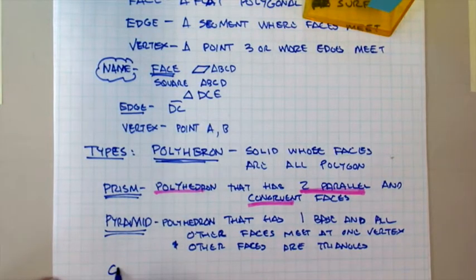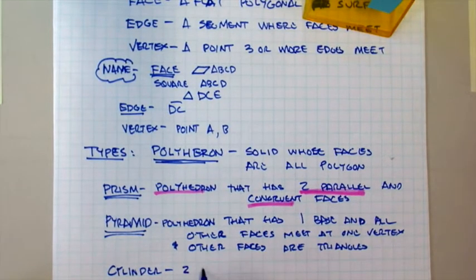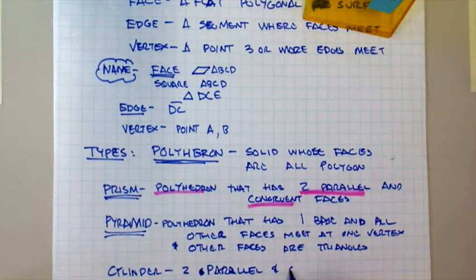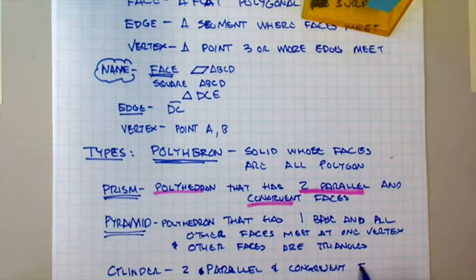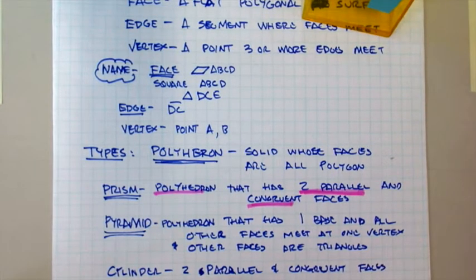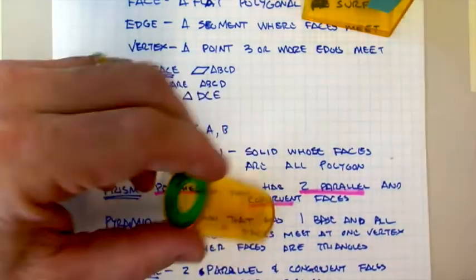Okay? Now the next shape is not a polyhedron. It's a basic shape I know you're familiar with, and of course it's the solid that has two parallel and congruent faces that are circles. And we all know what a cylinder looks like. It's just a can. Okay.